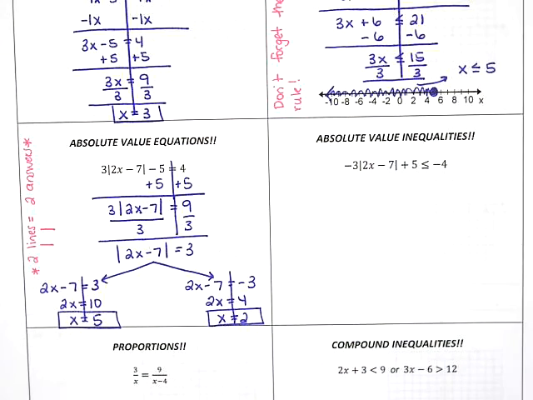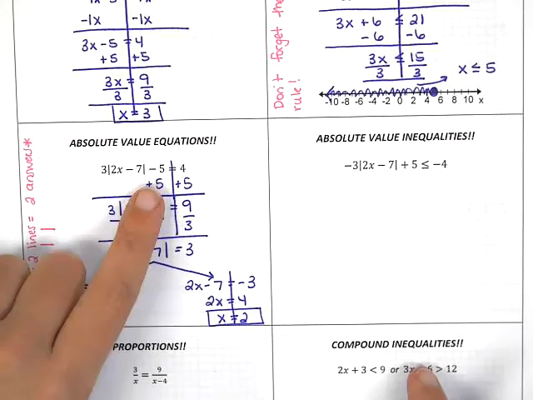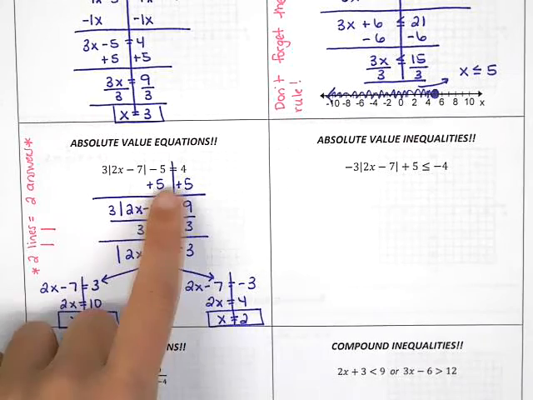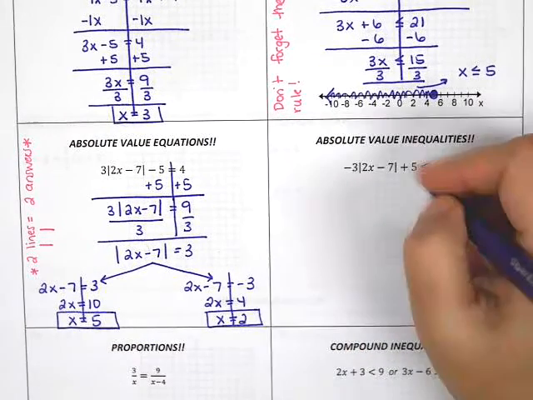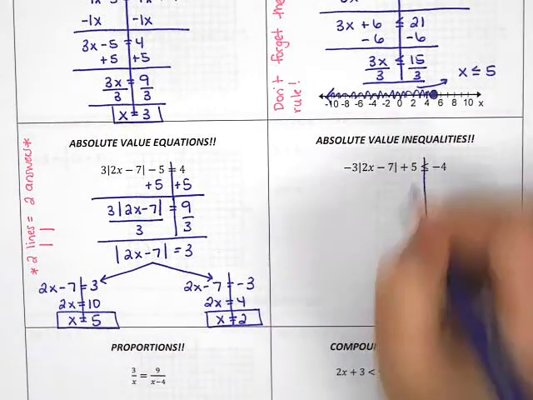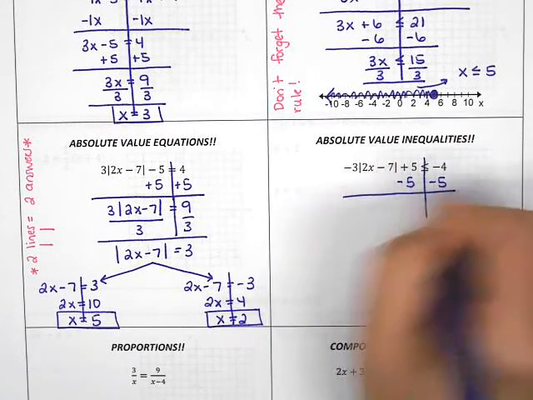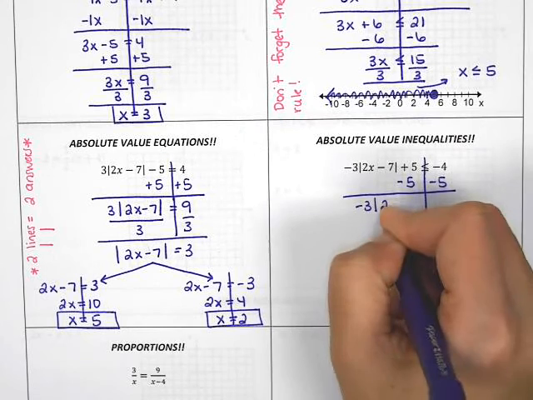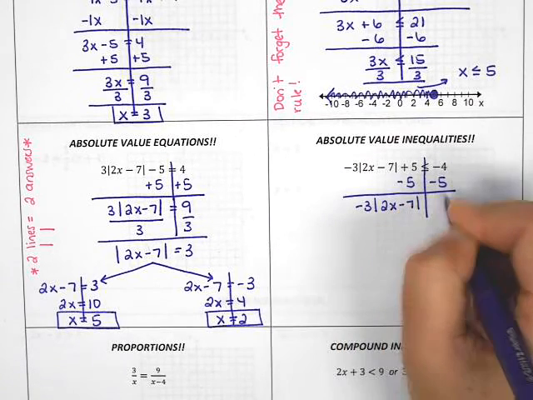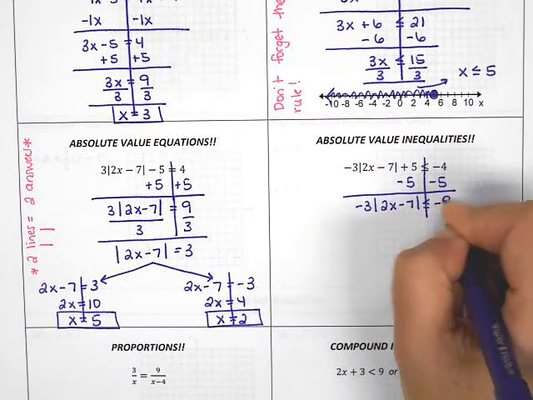All right, let's try an inequality. You'll notice this original problem looks very similar to this original problem. The only difference here is that instead of an equal sign, we have a less than or equal to. So let's go ahead and try to solve this. We're going to start again by isolating the absolute value. So I'm going to subtract 5. I get negative 3 times the absolute value of 2x minus 7 is less than or equal to negative 9.